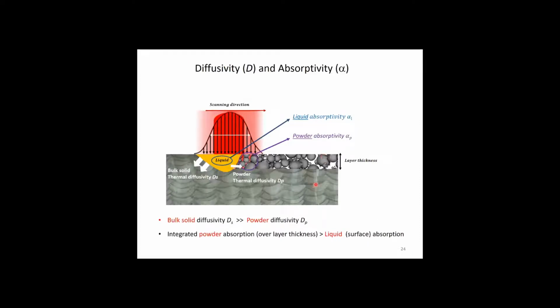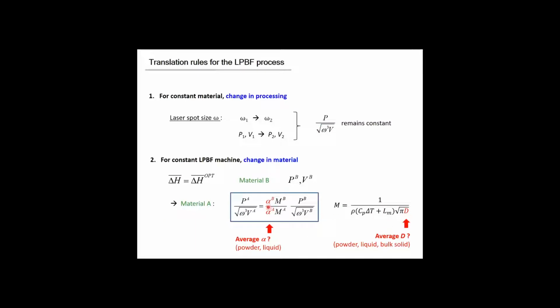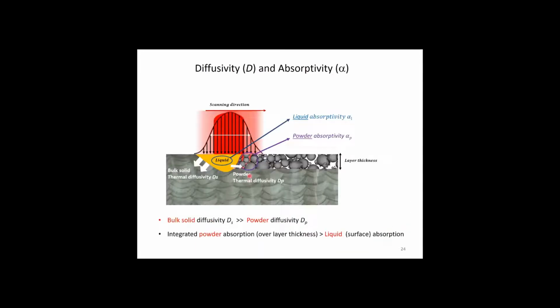Now, what we can say about the last comment that I made on the diffusivity and the absorptivity is that obviously the diffusivity in the solid is much larger than what we have in the powder. And also, usually, if you integrate the total absorption in the powder bed, it's usually larger than what you have on the surface of the liquid.